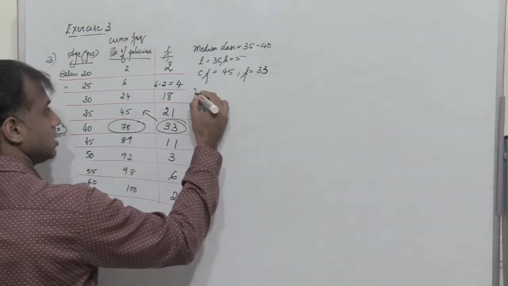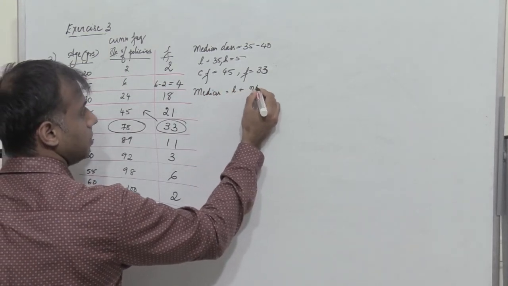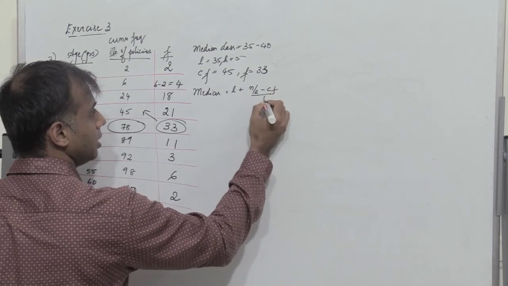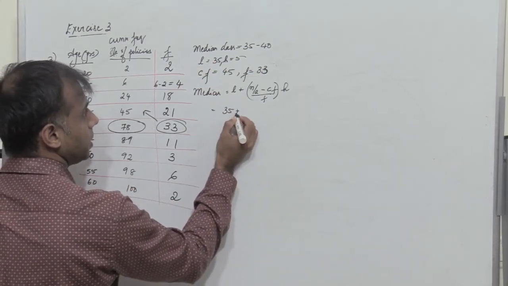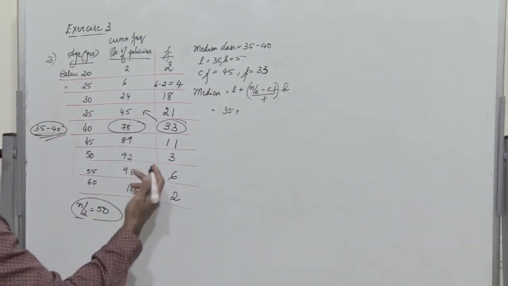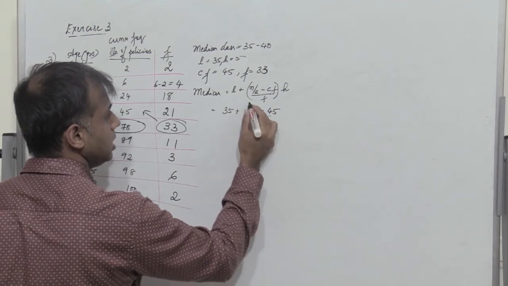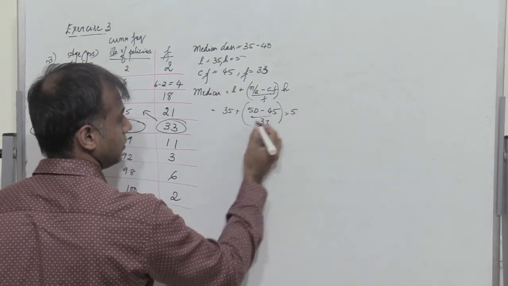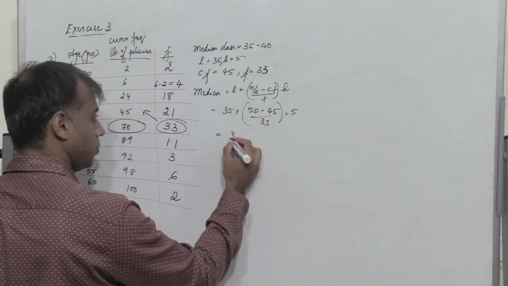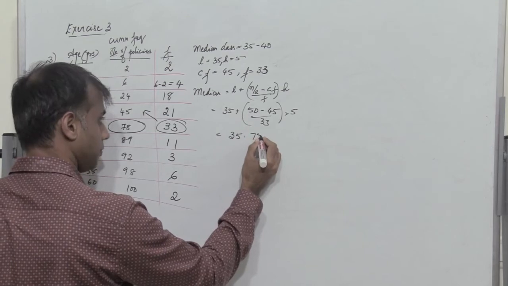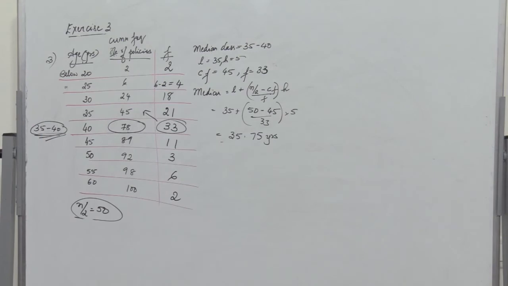So median is given by the expression L plus n by 2 minus CF divided by F into H. So L is 35 plus n by 2. What is n by 2? N by 2 is 50 minus CF is 45 by F is 33 into H. What is H? It is 5. Right? So we can find the median. So the median is 35.75 years. So the median value is 35.75 years.